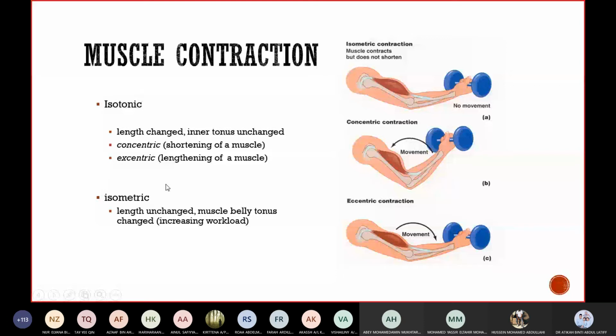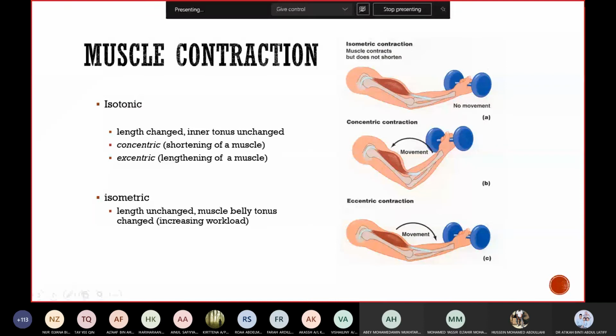However, in isometric contraction, there's no movement occurring, so there's no length change. However, there is increased workload due to the presence of the dumbbell, and because you want to support the dumbbell in one position, the tone is still there, meaning there's still some contraction here, but there's no movement, so the length is not changed. So that is called isometric contraction.